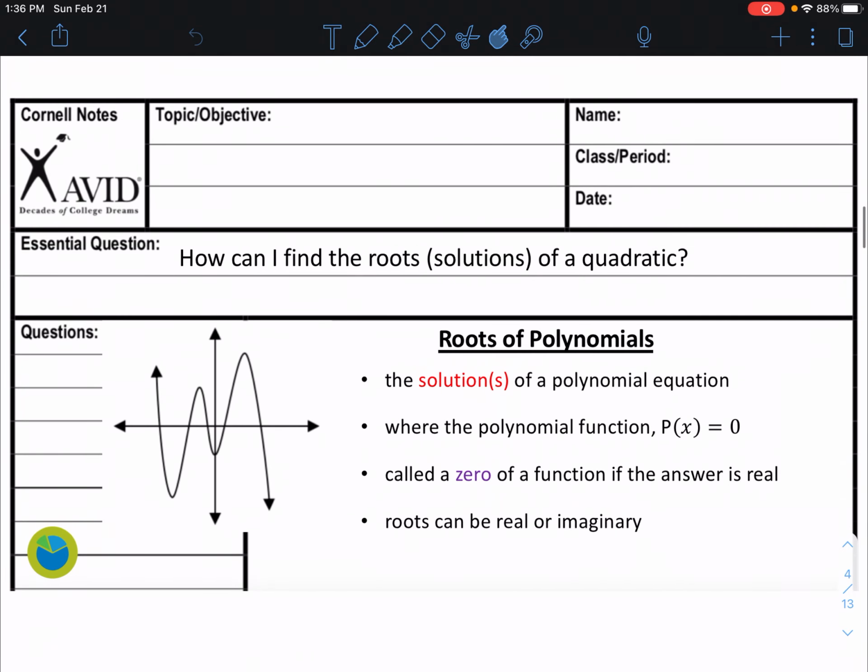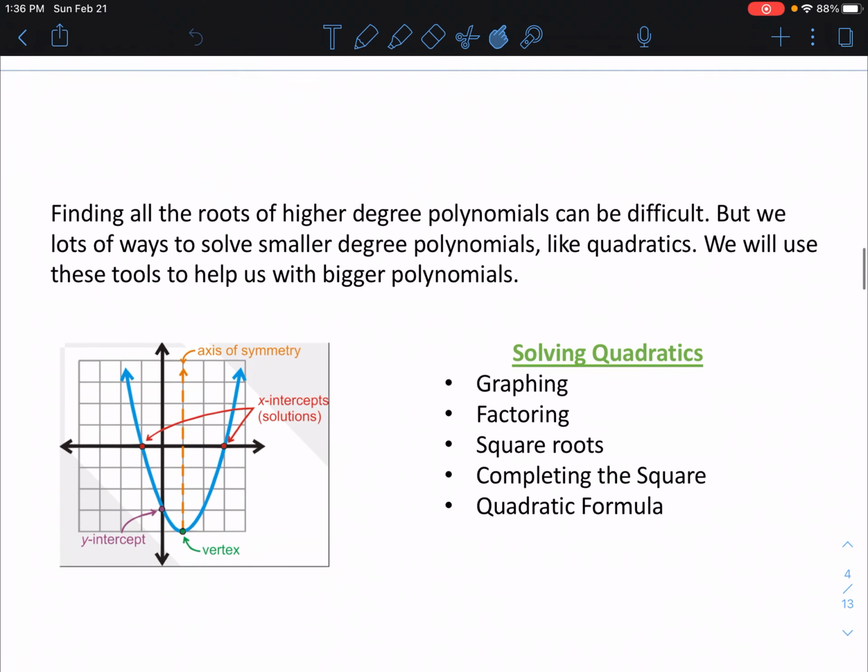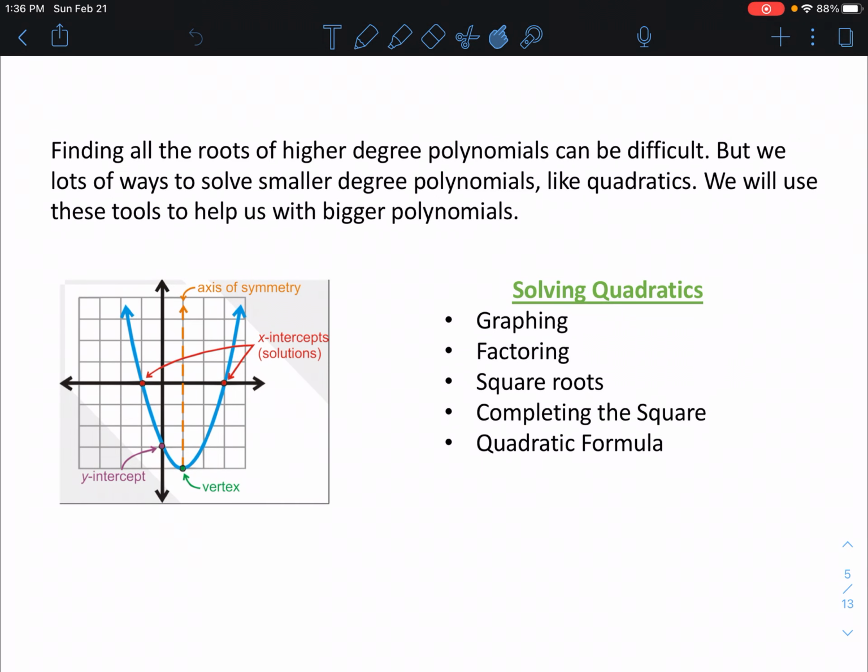Okay, so in our last lesson we started solving quadratics. Remember, quadratic solutions are where they cross the x-axis if they're real, and sometimes you'll get non-real answers. And this will help us with higher degree polynomials. As we get into our future lessons on polynomials, we'll need these tools. So we already did the first two, graphing and factoring. Today we're going to focus on these bottom three.